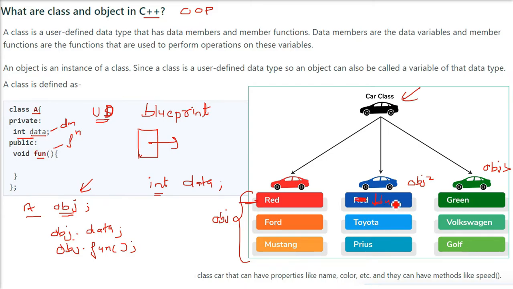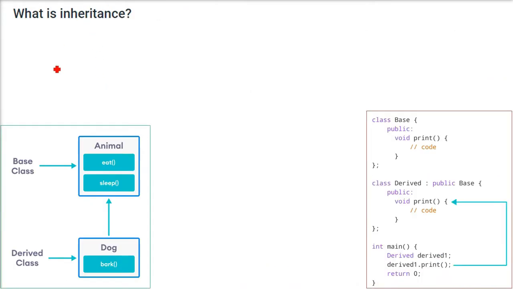I hope you got the idea. Class car has properties like name, color, etc. They have methods also, like the same function, speed. But they are different objects, so we will make them differently.